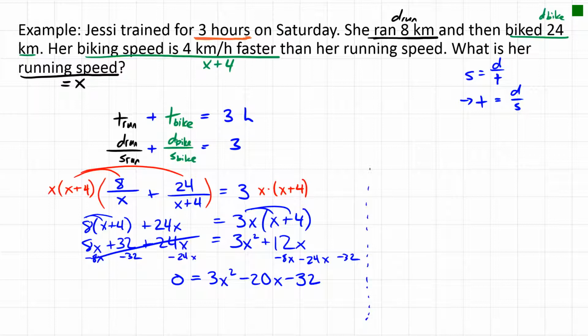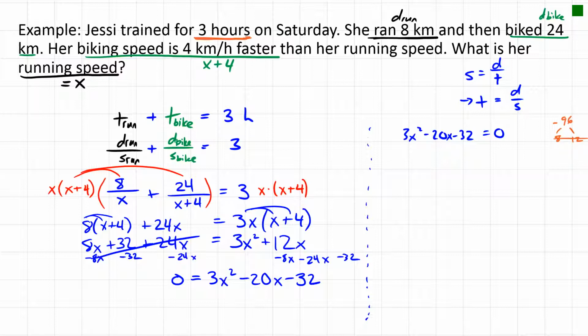So I'm just going to make myself some room and start working on the right here. So I have 3x squared minus 20x minus 32 is equal to 0. And this is a messy trinomial. So I'm going to need two numbers that multiply to 3 times negative 32. That's negative 96. And they have to add to negative 20. So I find that 8 times 12 is equal to 96, but they would both have to be negative to get me to negative 20, and only one of them can be negative. So that combo is not going to work.